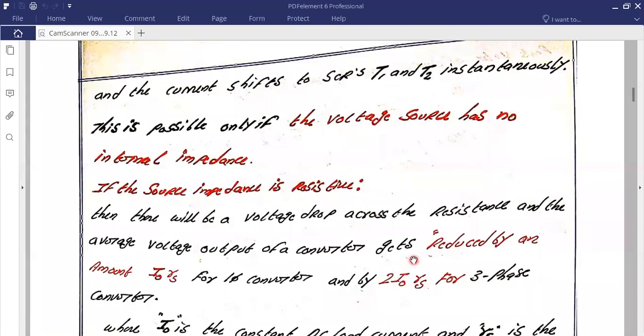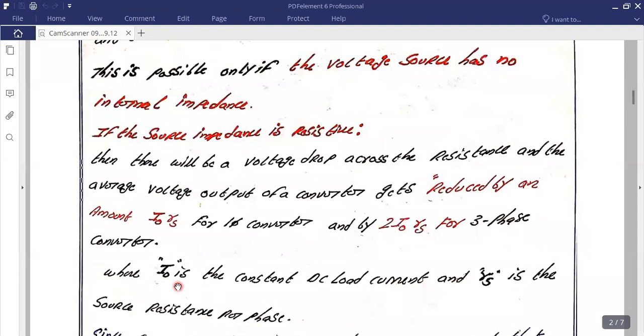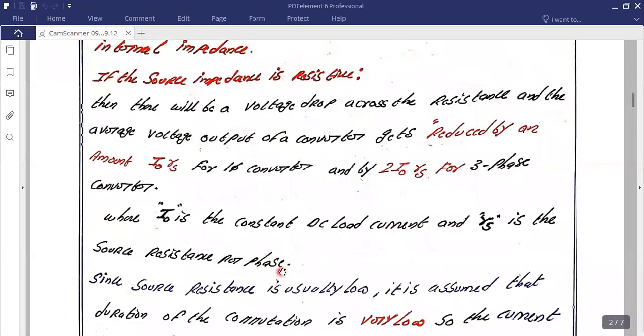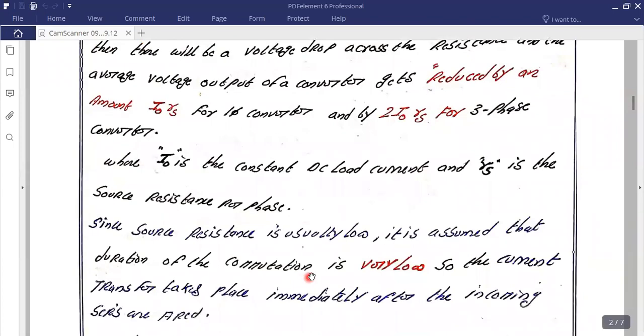Okay, whenever you consider this, the amount of voltage dropped before it reaches the converter is I naught into RS, where RS is the internal resistance. Due to this value, the converter output voltage is going to be reduced. As it is generally a low value, there will never be any effect over the current. Internal resistance is quite low, so there will not be any effect over the current provided to the converters. Okay, that is the first thing.